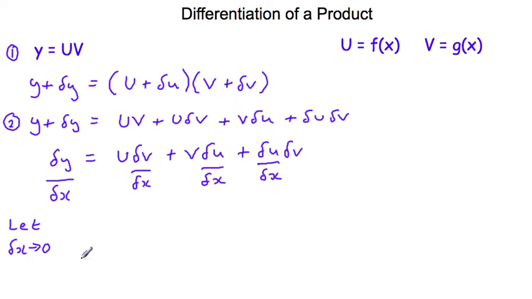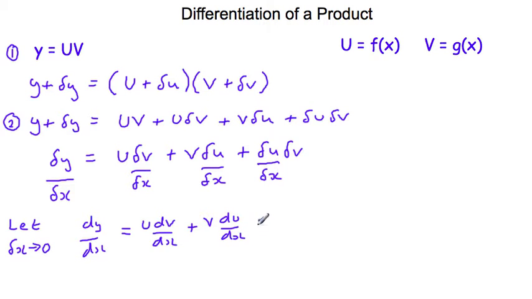Now as that small change in delta x tends to 0, the small changes it caused in u, v and y will also tend to 0. So delta u, delta v and delta y will all tend to 0. But the limit of delta y over delta x will tend to what we call dy by dx. And that will be equal to u multiplied by the limit as delta x tends to 0 of delta v over delta x, which is dv by dx. And the next one will be v du by dx.